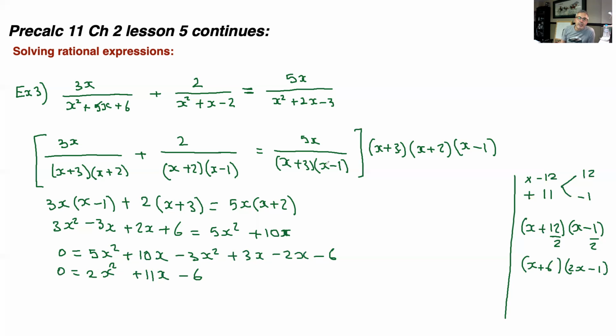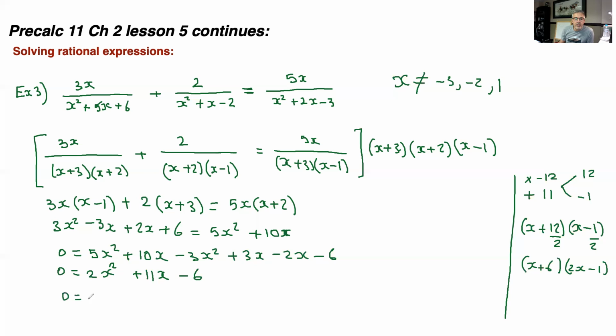Sorry, as soon as you do this, always, if you're solving rational equations, make sure you write your non-permissible values. So -3, -2, and 1. That's what makes all this bottom 0. So -3 will make this bottom 0, -2, and 1. So always you have to do that when you're solving rational expressions. So now we factor this.